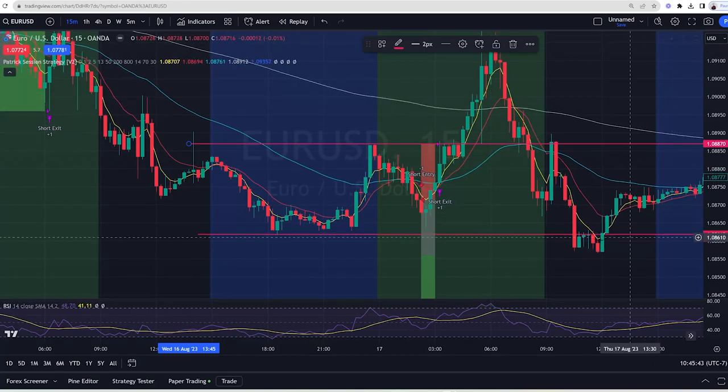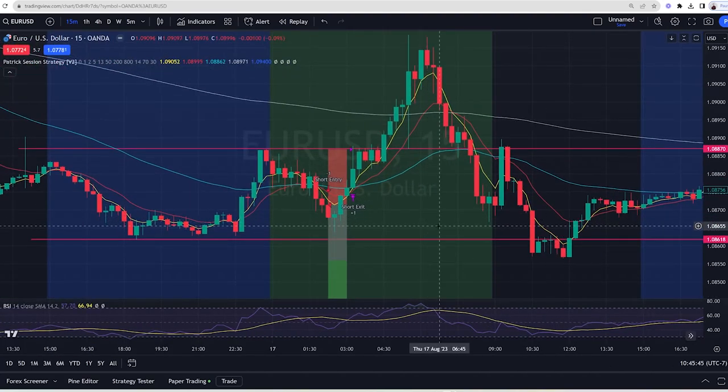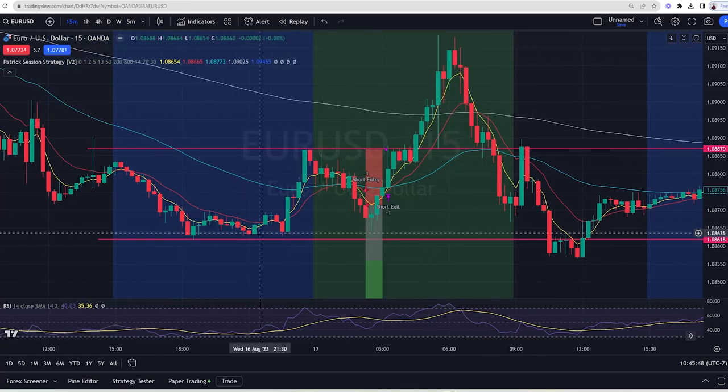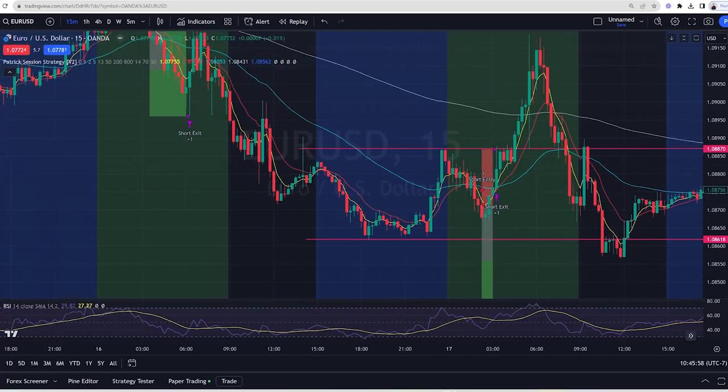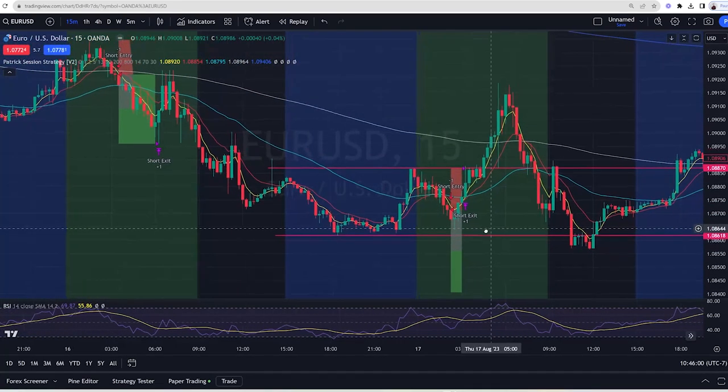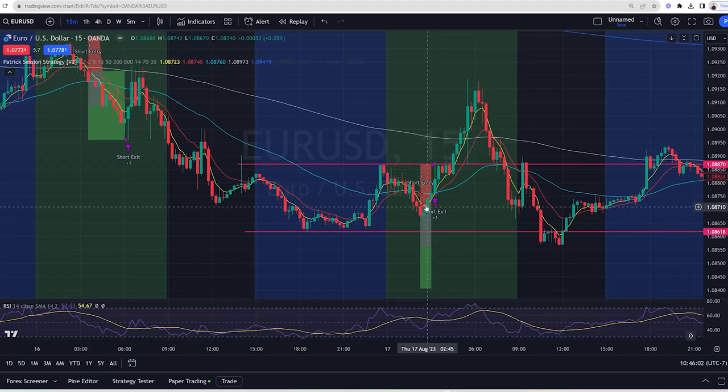Now in this case, honestly, nothing was messed with. We stayed inside of that range. This was the fake out move. That's the move we're looking for, right? The unfortunate part, we were looking to sell.